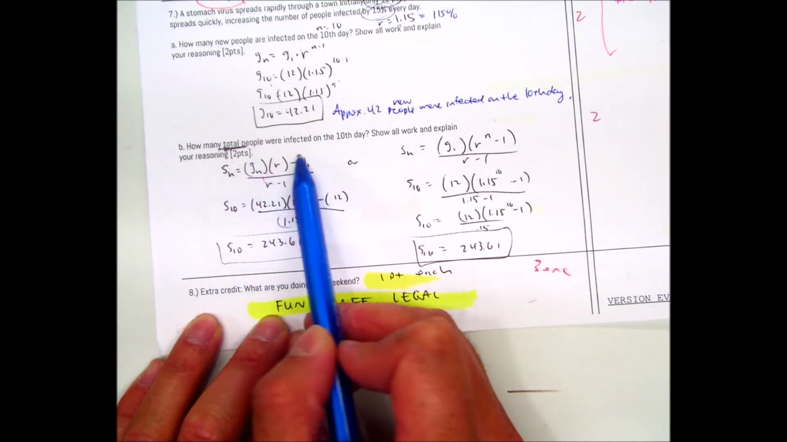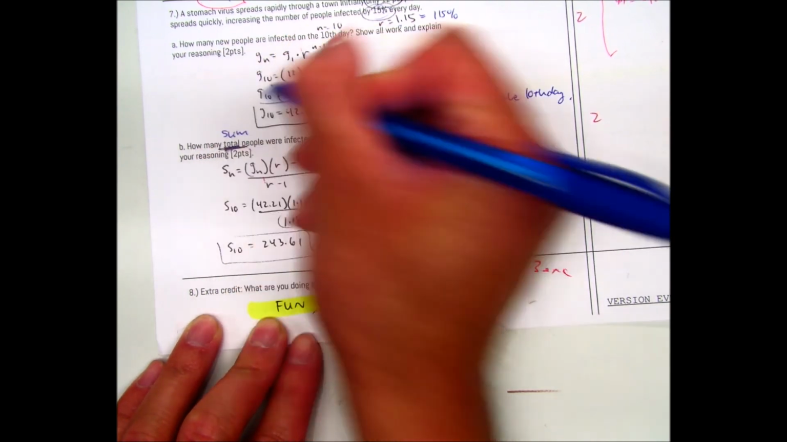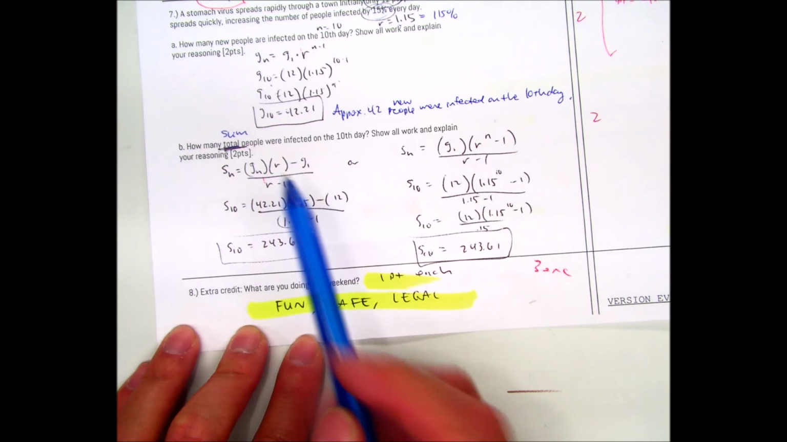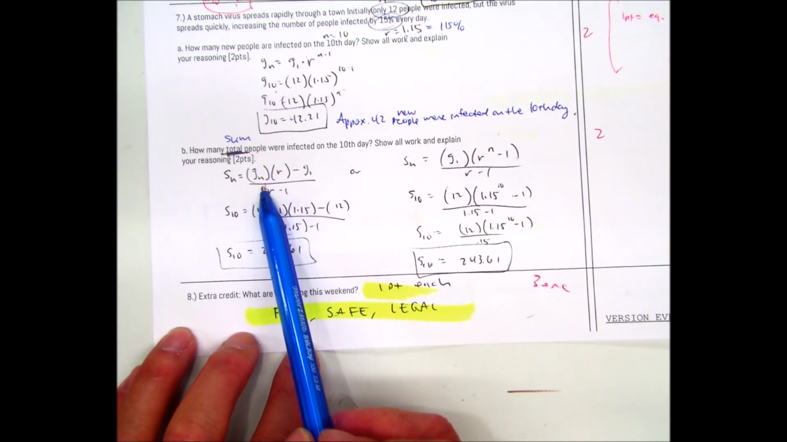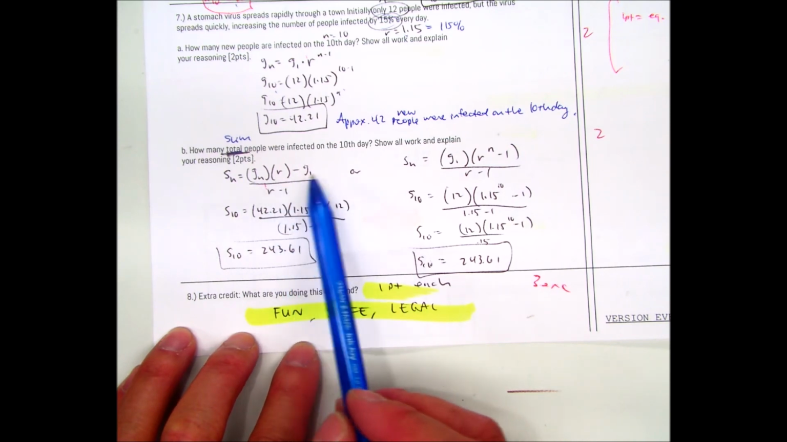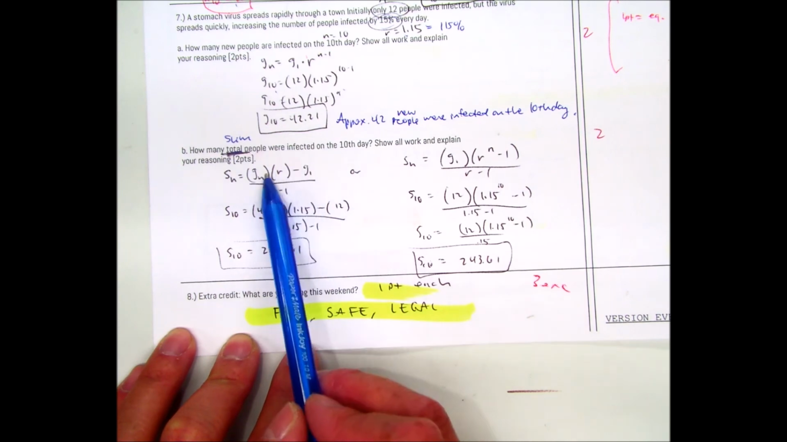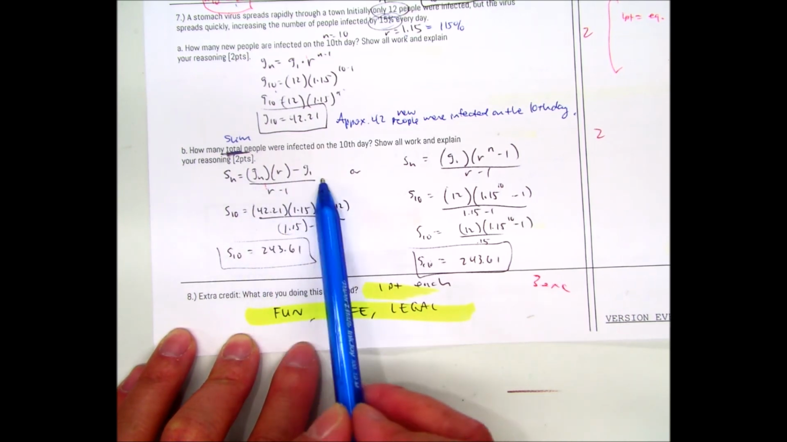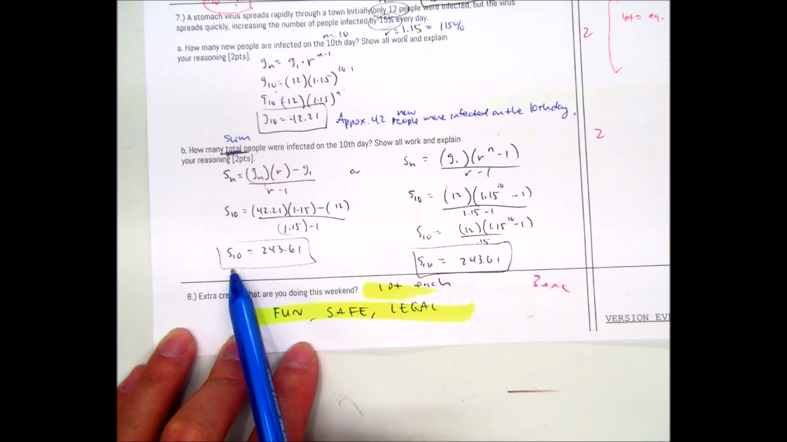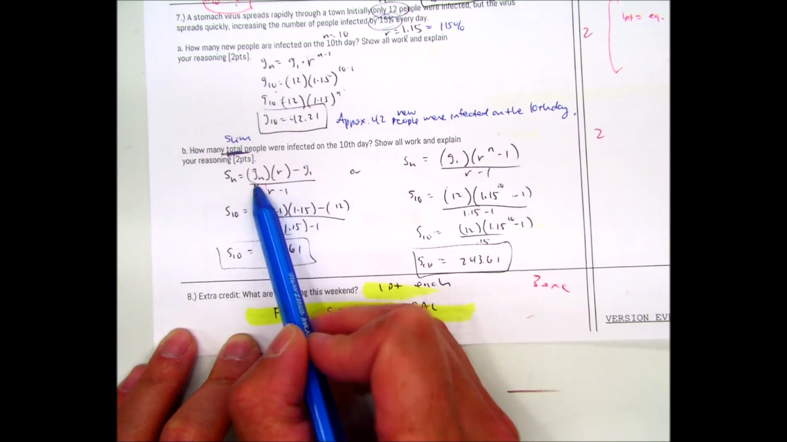How many total people are infected on the 10th day? So I'm going to underline the word total because that means sum. Show all your work and explain your reasoning. So again, you can use either of the formulas for the geometric sum. Here, this is taking your last term, which you actually found above, your ratio, subtracting it from the first one, and dividing by r minus 1, you get approximately 243.61. Remember, this formula is used if you have the last term.